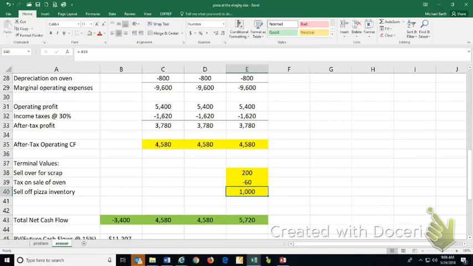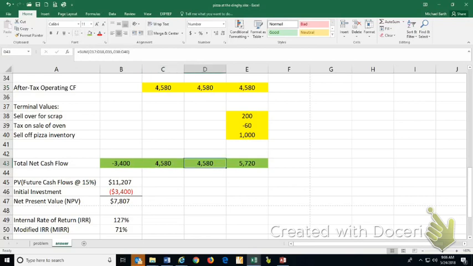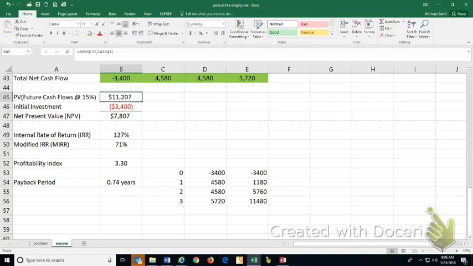All right, now I've highlighted in yellow all of the cash flows. Add them together, and I have the cash flows per period. And then I do the normal calculations. The present value of the future cash flows in each of the 3 years is $11,207. He's got to spend $3,400 to get that, so it's got a net present value of $7,807. The internal rate of return is 127%. The modified internal rate of return is 71%, and so that's higher than his 15% cost of capital.